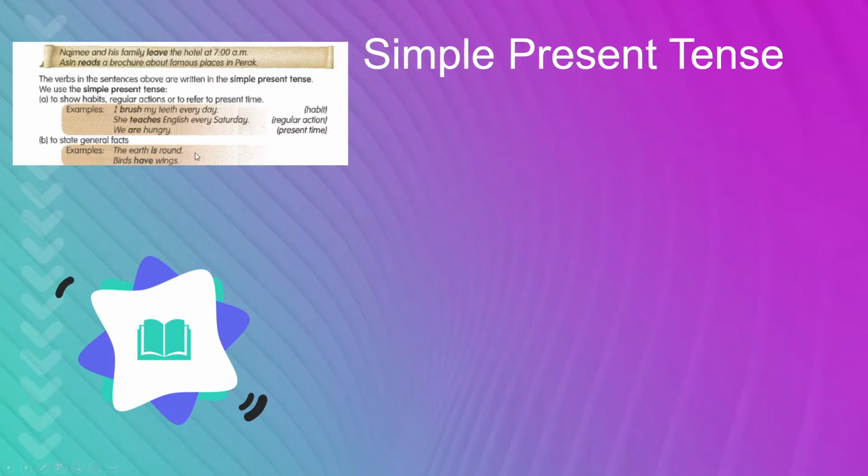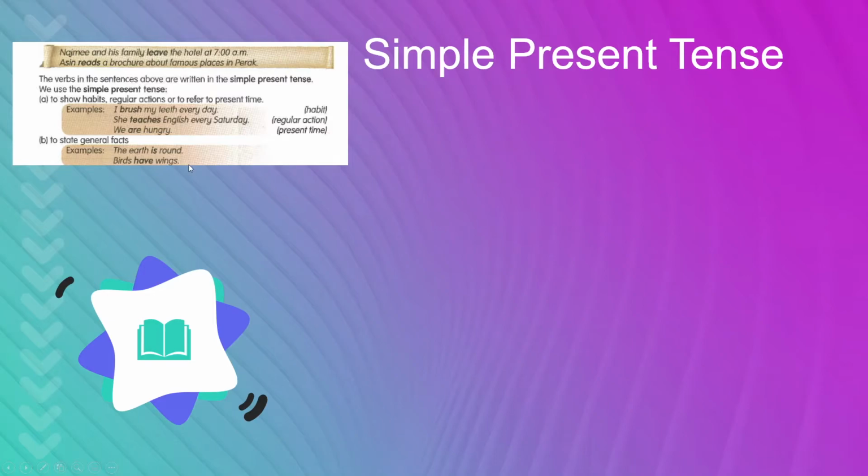Bumi itu bulat. So, even 100 years ago, or now, or in the future, the earth will remain round. Okay, so you cannot use the earth was round. If you say that the earth was round, it will show that now it's flat. Dulu je dia bulat, sekarang dah rata. So, the sentence will be wrong. Okay, so when stating general facts, you have to use present tense.